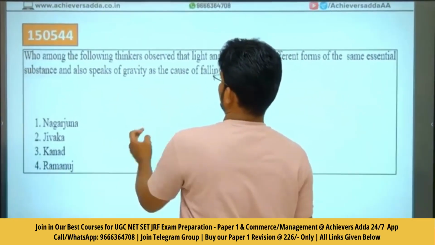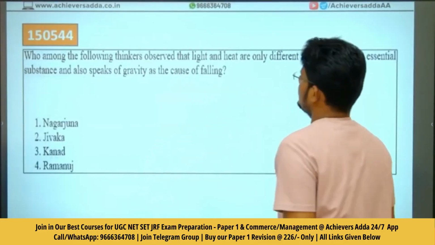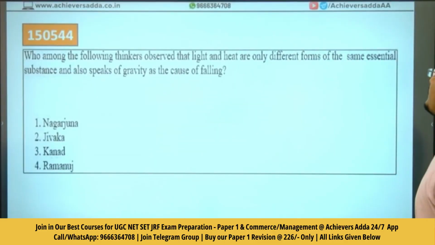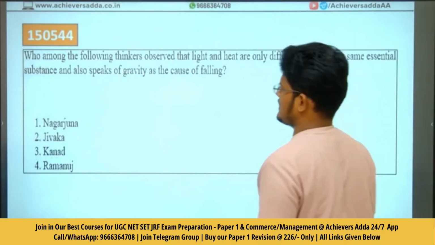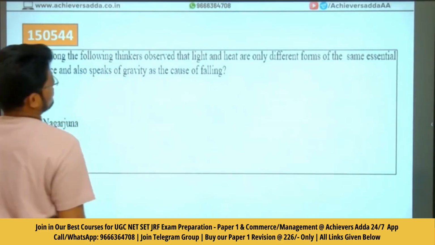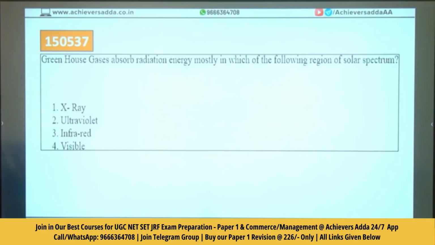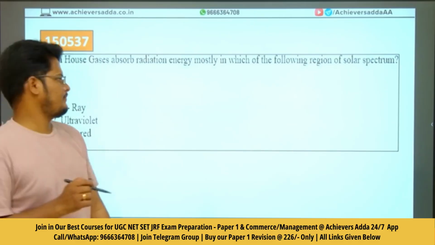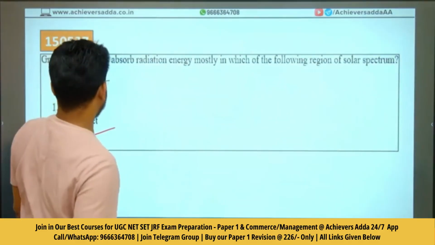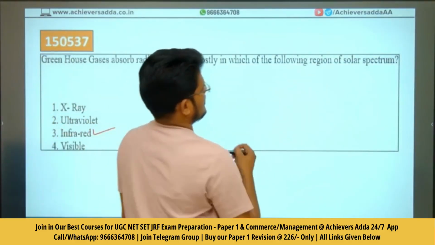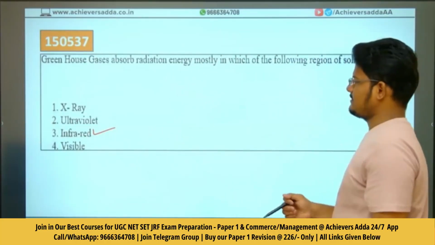Which among the following thinkers observed that light and heat are only different forms of the same essential substance, and also speaks of gravity as a cause of falling? Answer is infrared. Infrared is a region of the solar spectrum.